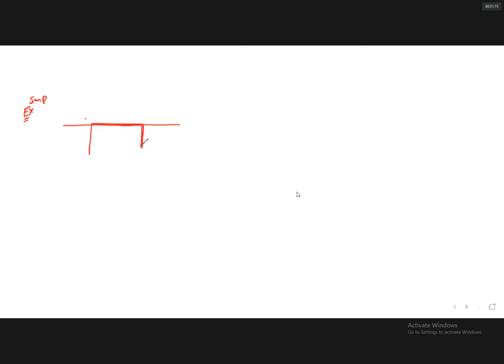Now, the rod is kept over that surface. Here the length of the rod in equilibrium is given as L0.